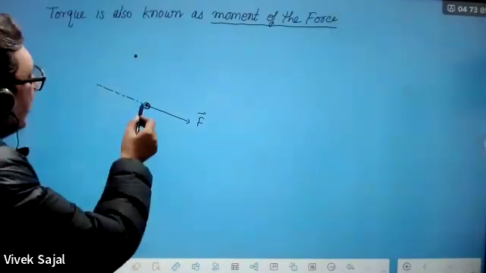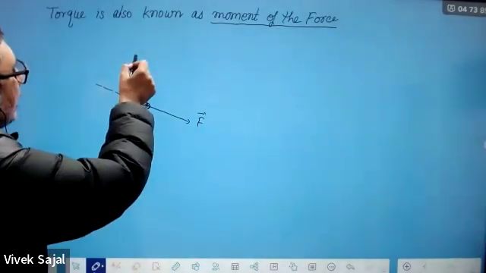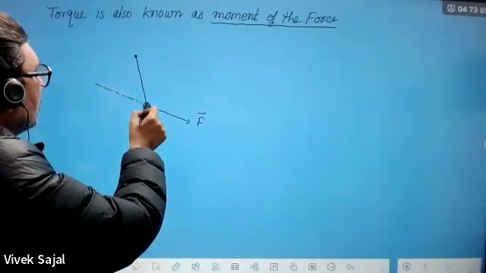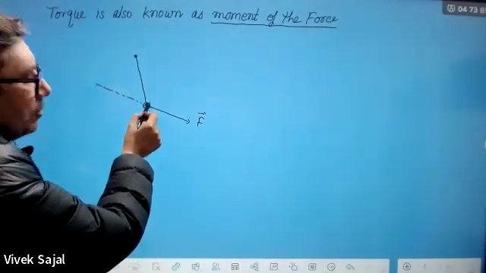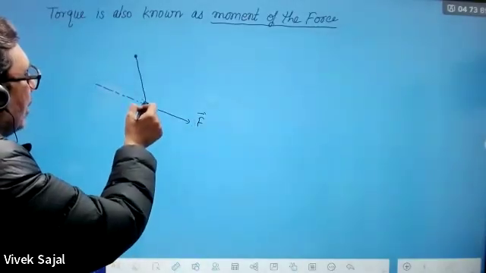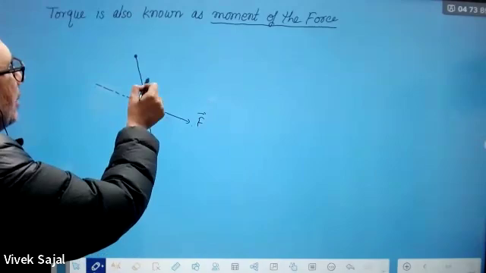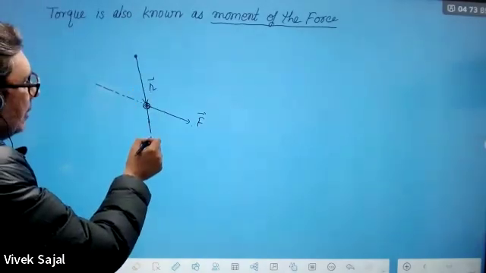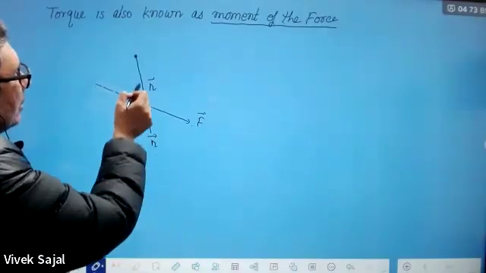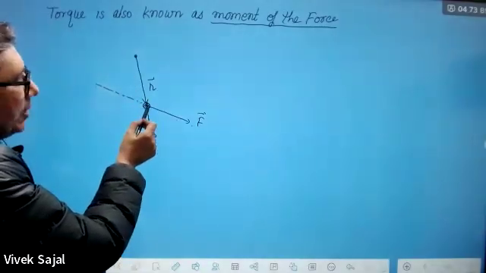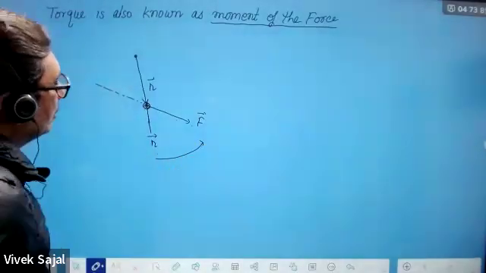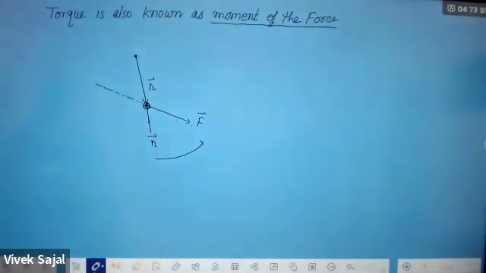Now where is the force acting? The force is acting here. So at this point the force is acting like this, and this will be the r vector, and this is the r vector like this. So what is going to happen? Okay, this force is going to rotate it in this direction. Okay? So it is going to rotate it in this direction.